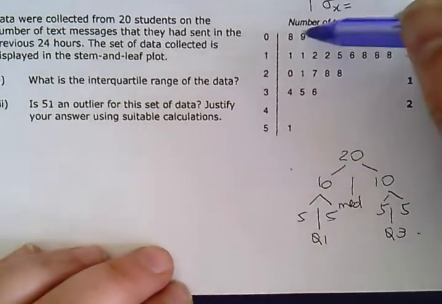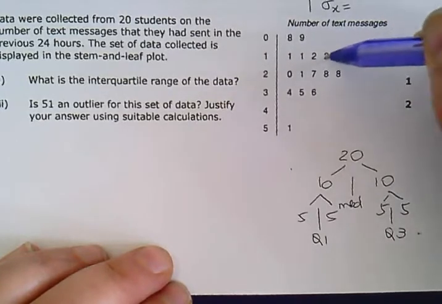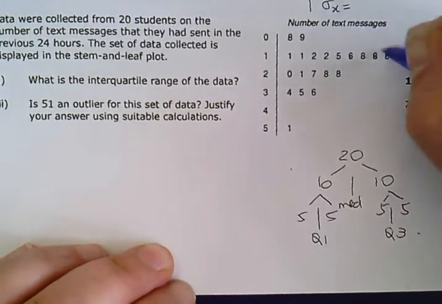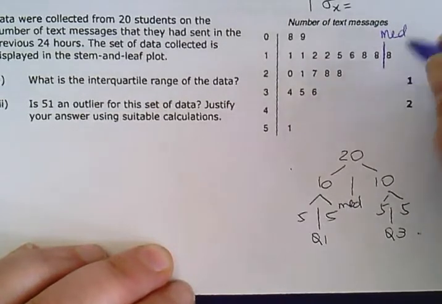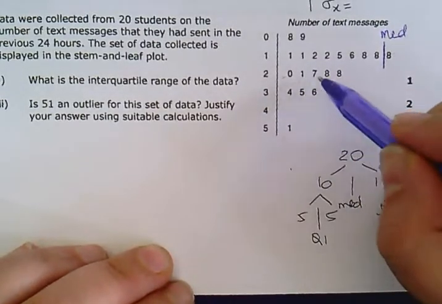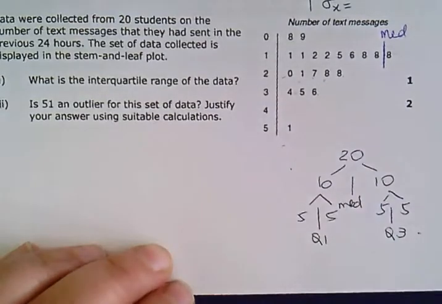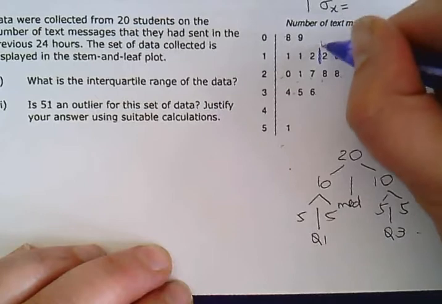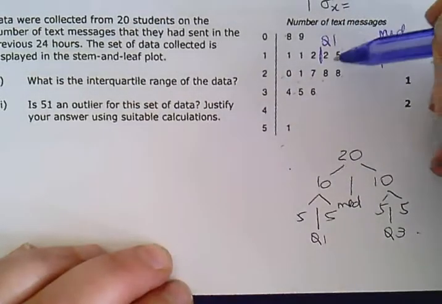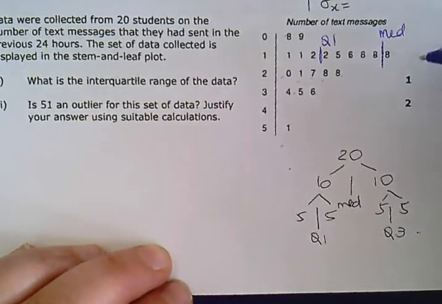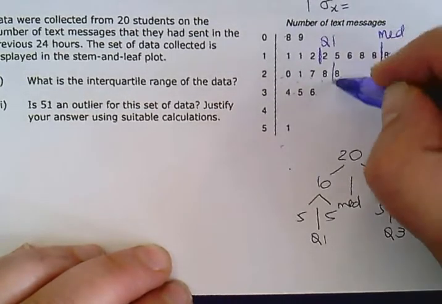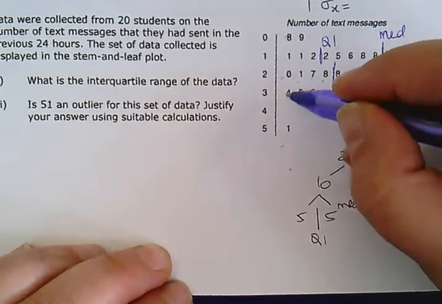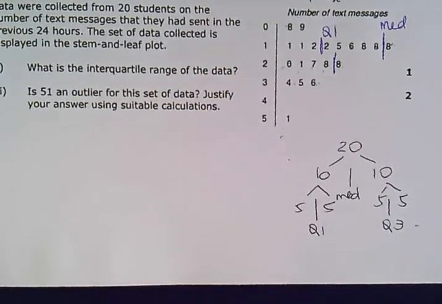So let's go. 1, 2, 3, 4, 5, 6, 7, 8, 9, 10. Put a line, that's your median. Make sure there's 10 after it. 1, 2, 3, 4, 5, 6, 7, 8, 9, 10. That's good. Q1. 1, 2, 3, 4, 5. Put a line. Good. Make sure there's 5 after it. 1, 2, 3, 4, 5. Good. And then 5. 1, 2, 3, 4, 5. Put a line. Make sure there's 5 after it. 1, 2, 3, 4, 5. Looks good.